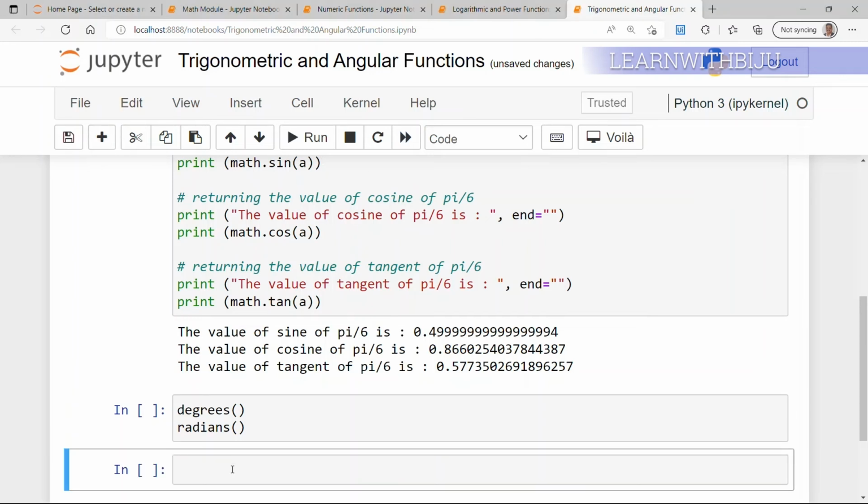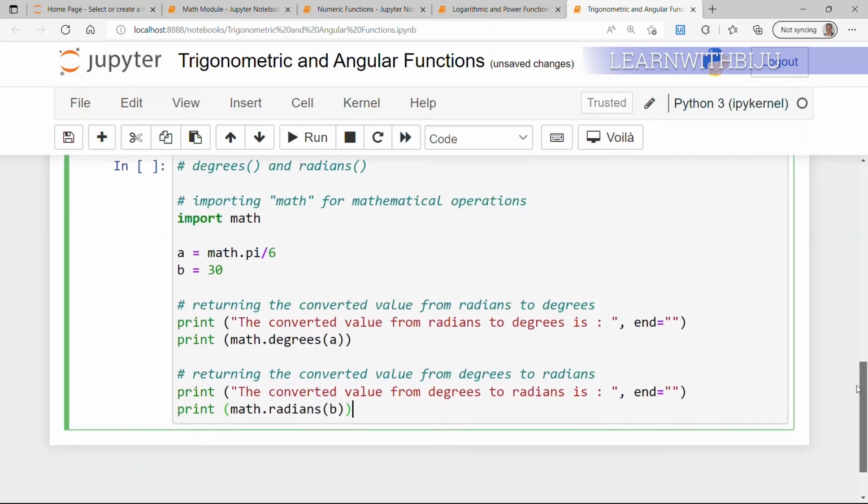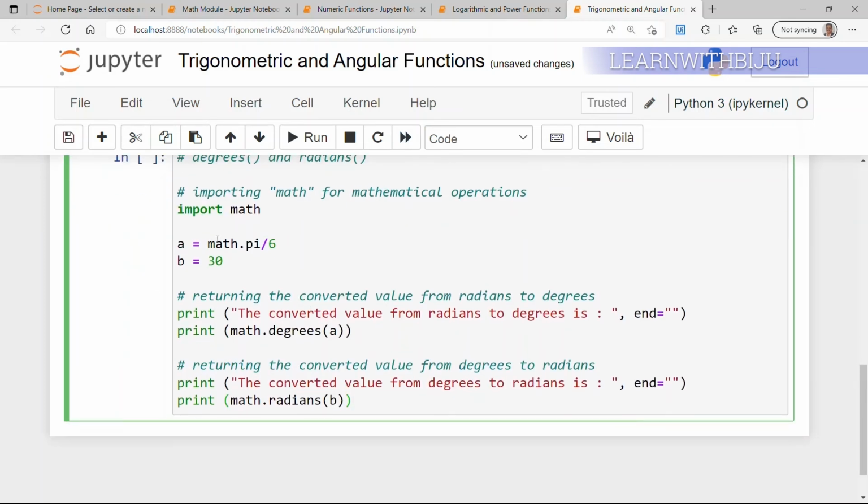Let's have a new command. First of all, I am just importing the math module. Then I am getting math.pi divided by 6, that is a. Then we have a variable b with value 30. So returning the converted value from radians to degrees, first we are passing the value of a, which is in radians, and it is converted to degrees. Then we have a variable b, which is having the value in degrees, that's 30.